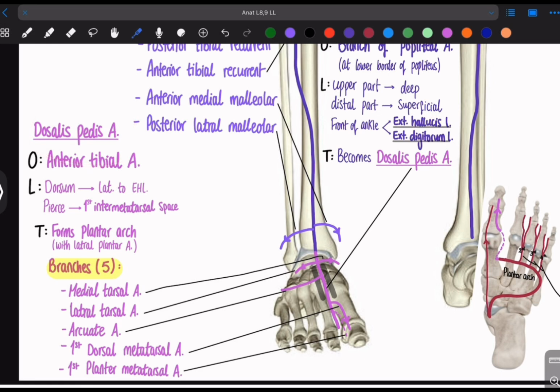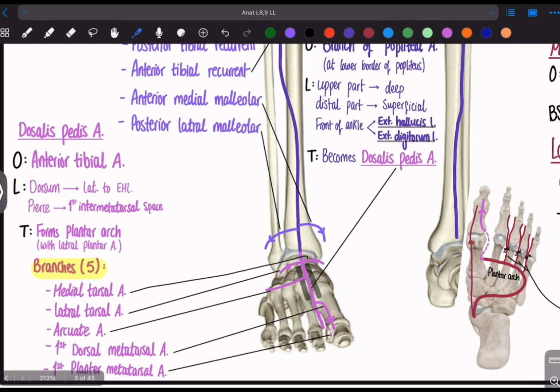The last two branches are the first dorsal metatarsal artery, which is here. It's going to supply the toe. And then we have the first plantar metatarsal artery. This is the foot from underneath, okay? So this is the last branch, which is the first plantar metatarsal artery, which is right here. So it comes from here, it comes anterior, it goes backward, moves all the way backward, and comes in the lower part of the toe, okay? It supplies the lower part of the toe. So we're done with the branches for the dorsalis pedis, okay?